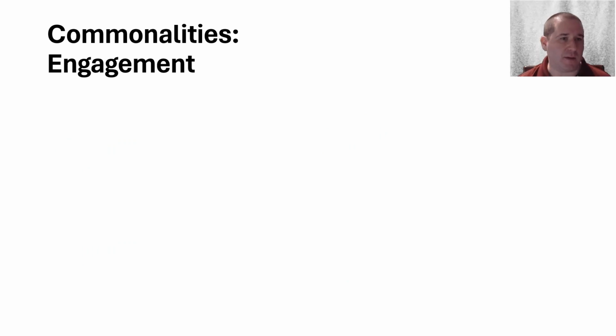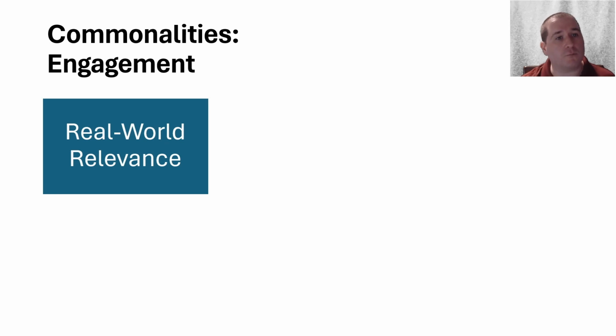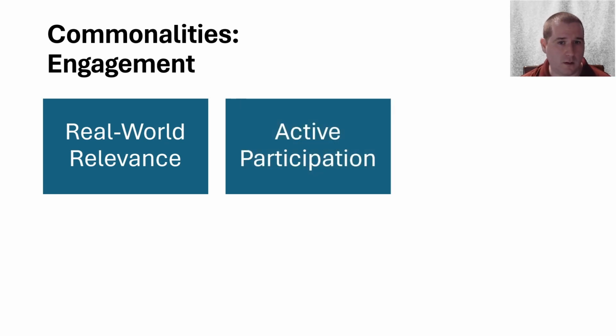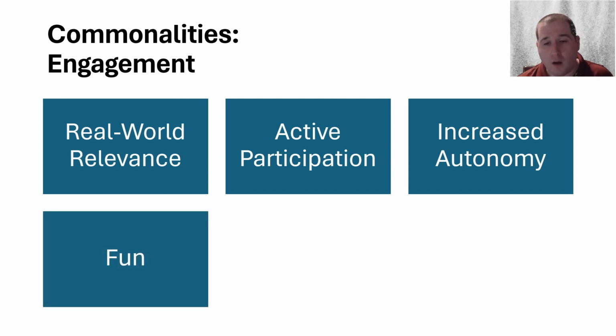Okay, next, engagement. All these strategies are supposed to be more engaging than typical direct instruction if they're done correctly. Well, how come? Well, they have real-world relevance. Students get to actively participate. Okay, they're not passive learners just watching the teacher. They get to be doing something in all these strategies. Students have increased autonomy. Okay, they get to be their own boss, decide how they're doing things. All these strategies are fun.